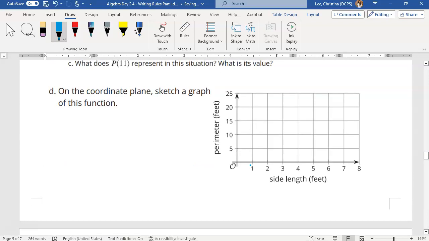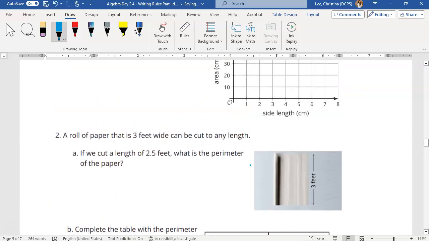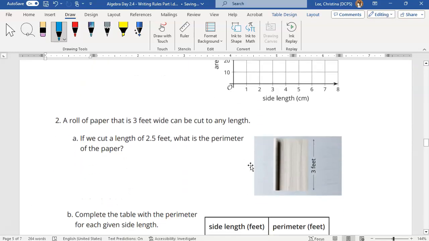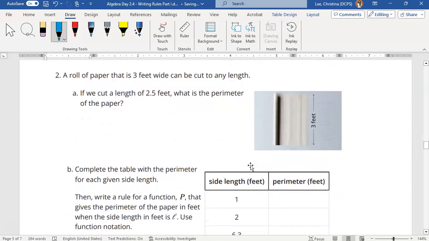All right, so see, that was very short. Going back to the classwork, I'm going to go starting from here. We have this roll of paper, and the reason I'm starting from here is because this is the space that people have the most confusion with.